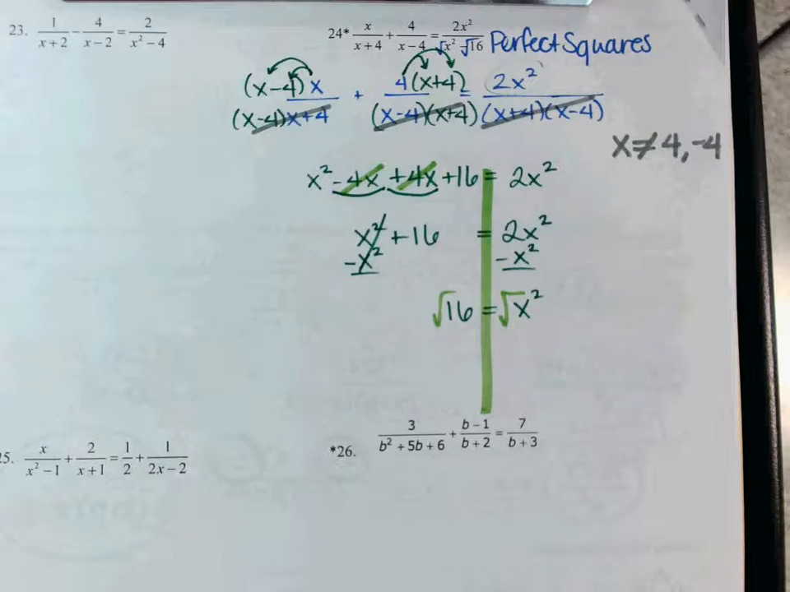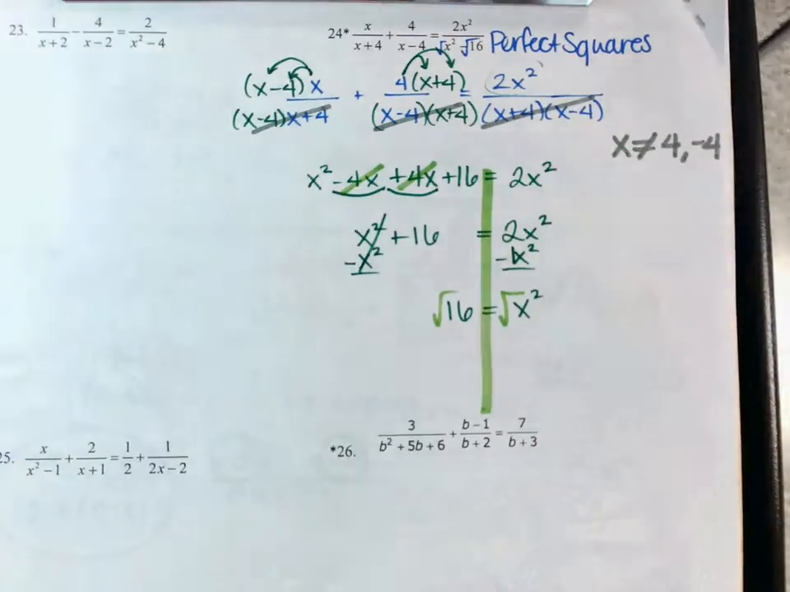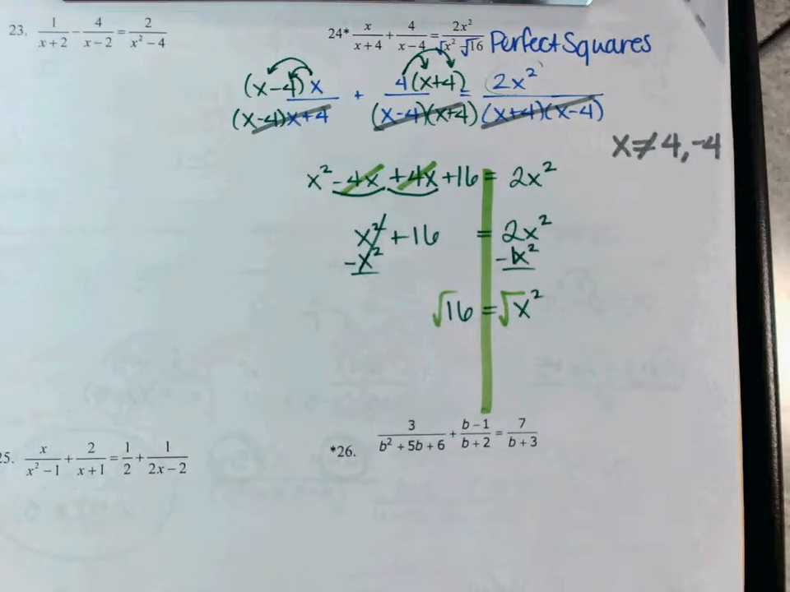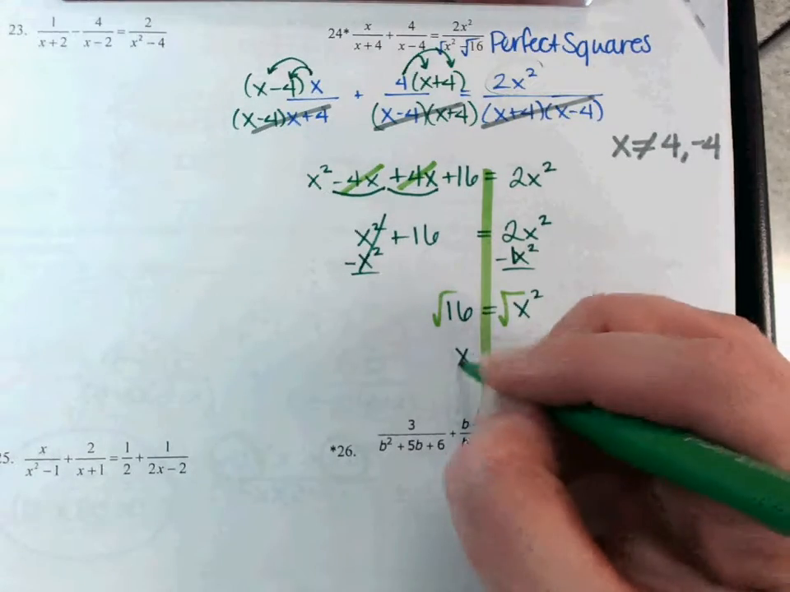So I minus the x squared from the 2x squared. What's 2 minus 1? That would be a 1x squared left over. Okay? And then when you square root, it's not just 4, it's plus or minus 4, right? So it's both.